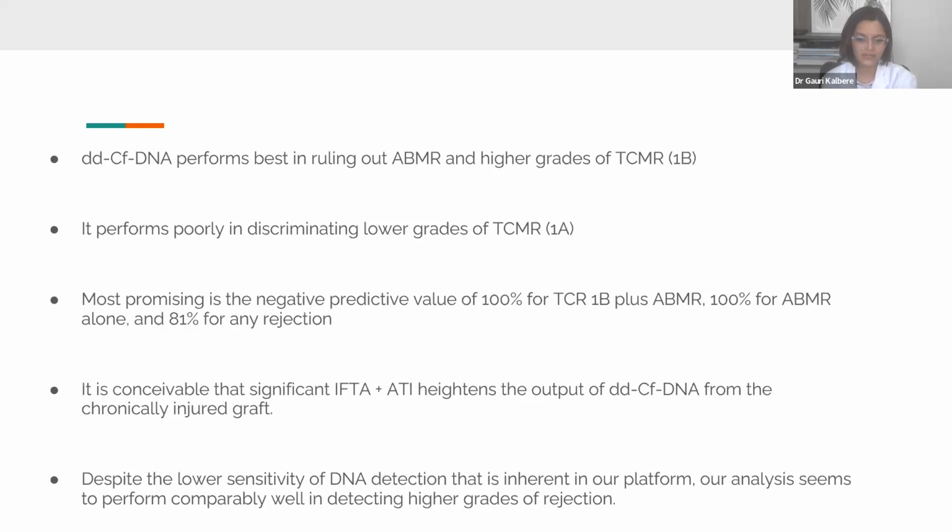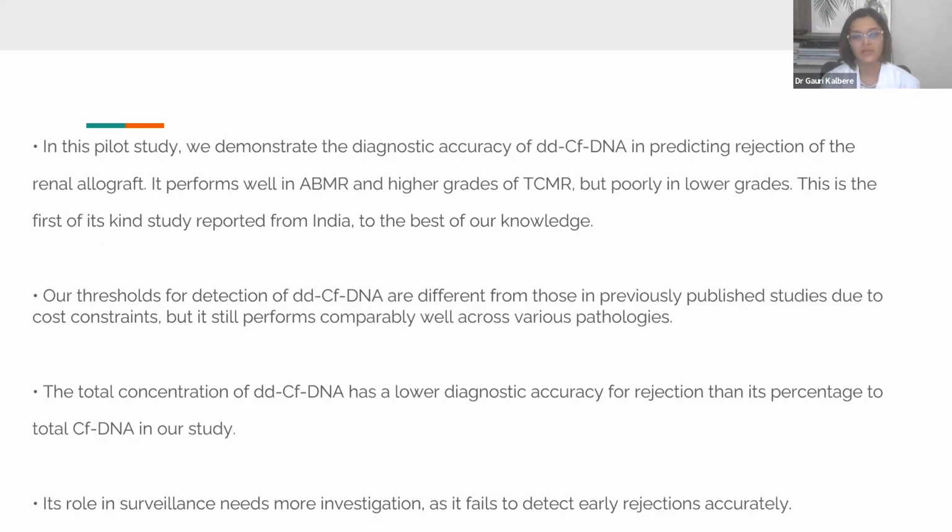Despite the lower sensitivity of DNA detection, our analysis seems to perform comparably well in detecting higher grades of rejection. In this pilot study, we demonstrate the diagnostic accuracy of donor-derived cell-free DNA in predicting rejection of renal allograft. It performs well in ABMR and higher grades of T-cell-mediated rejection, but poorly in lower grades. This is the first study of its kind reported in India.